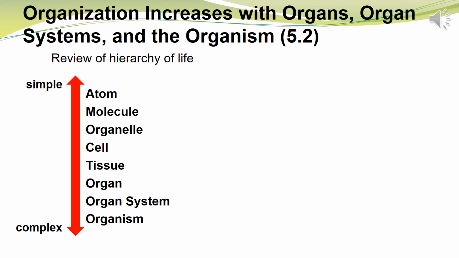So at one end, on the simple side of things, we have atoms and molecules, organelles and cells. And then about in the middle are the tissues. And after that, things get to be more complicated. We have organs, which are composed of two or more tissues, and then several organs together are called an organ system. And all of these organ systems work together in an organism. And that's the complex end of things.